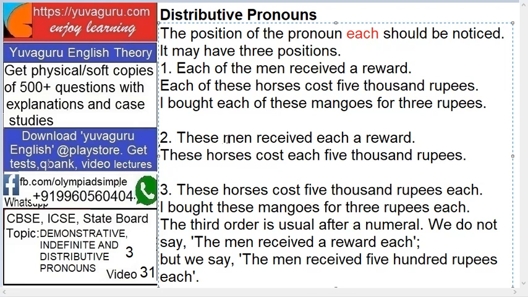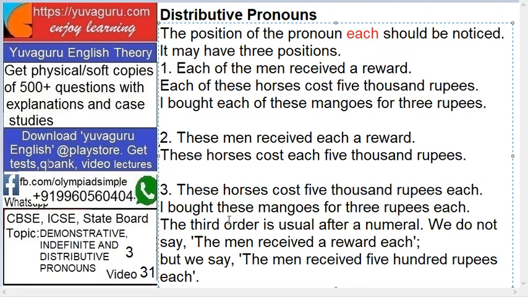Second: these men received each a reward. Remember, each is over here, whereas first it was at the beginning. These horses cost each 5,000 rupees, and earlier it was each of these horses cost 5,000 rupees. Next, these horses cost 5,000 rupees each. Each is at the end now. First, then middle, then end. I bought these mangoes for 3 rupees each, whereas earlier: I bought each of these mangoes for 3 rupees.